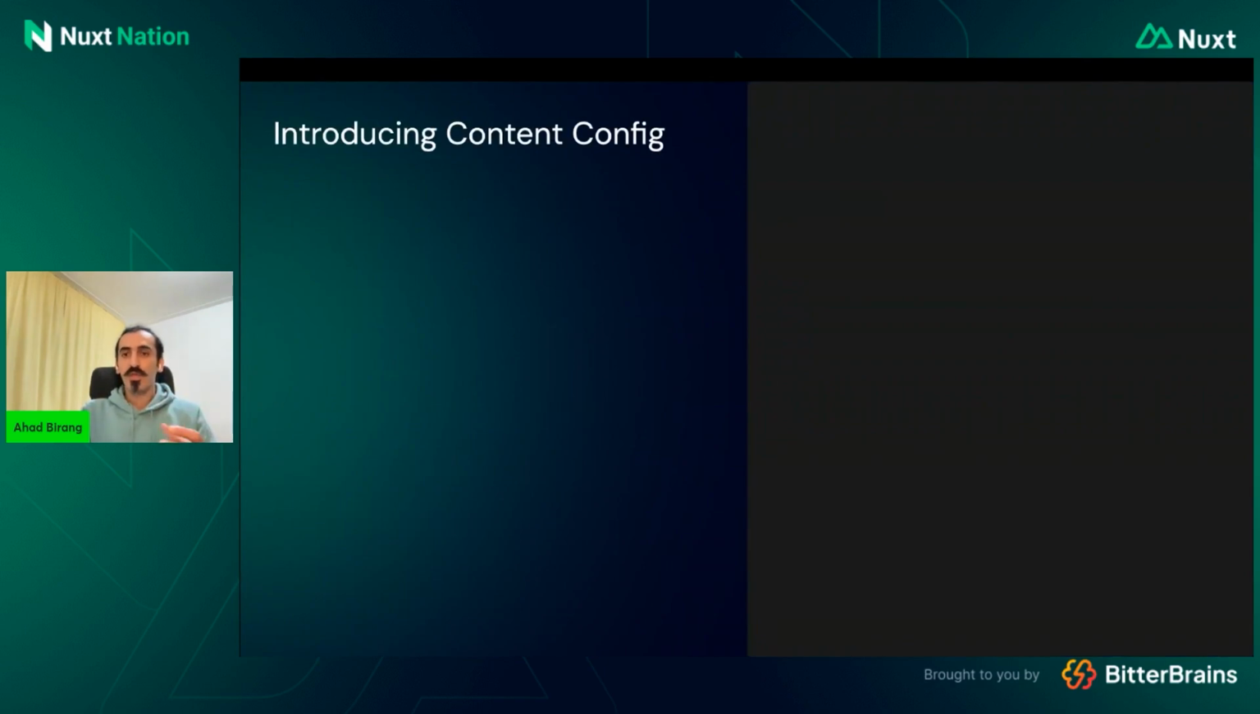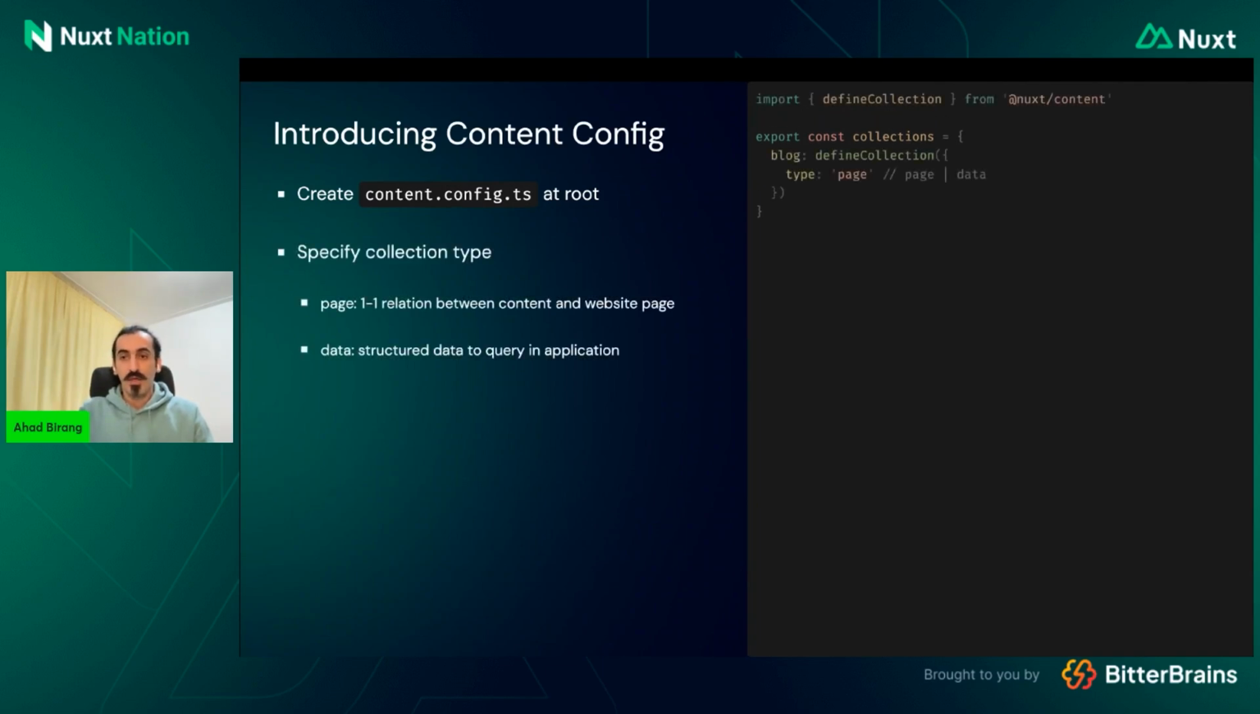In order to create collections, we have created a new config file in the content module. We call it content.config.ts. Using this config file, you can expose your collections and define them. In order to define our very first collection, we can use a define collection utility from the Nuxt Content.